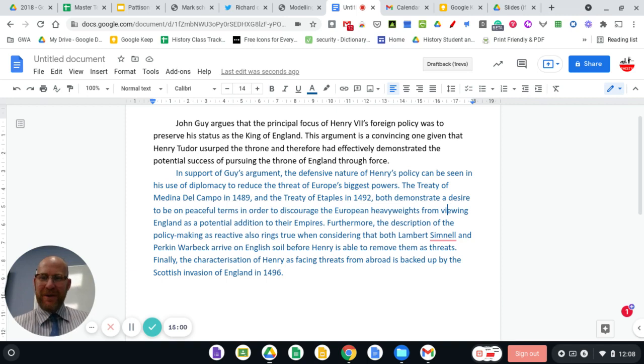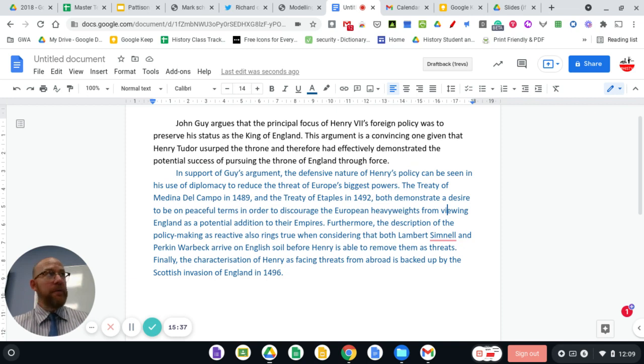Okay, hope that wasn't too difficult. So as you can see, I've turned our plan into the first analysis and evaluation of the sub point. So, in support of Guy's argument, the defensive nature of Henry's policy can be seen in his use of diplomacy to reduce the threat of Europe's biggest powers. The Treaty of Medina del Campo in 1489 and the Treaty of Etaples in 1492 both demonstrate a desire to be on peaceful terms in order to discourage the European heavyweights from viewing England as a potential addition to their empires.